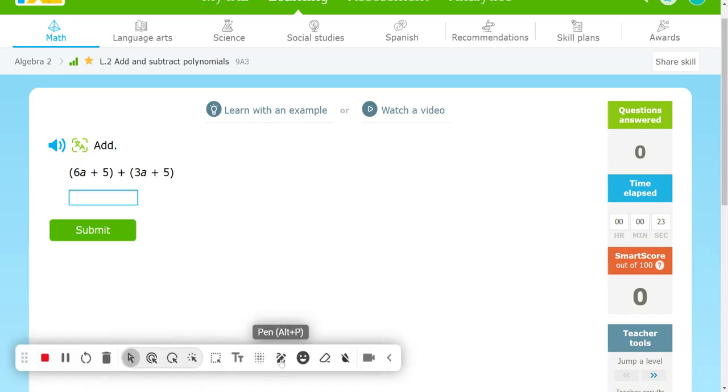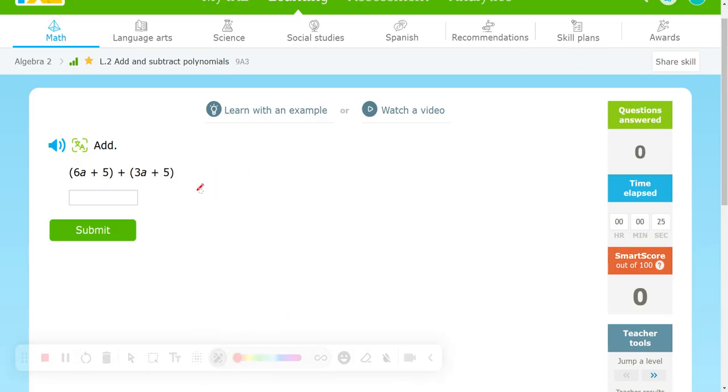When you see this, you should open the parentheses. This is 6a plus 5, I open it. The second parenthesis has a plus sign in front of it, so you open it and nothing changes. Whatever you see inside, write it exactly like that.